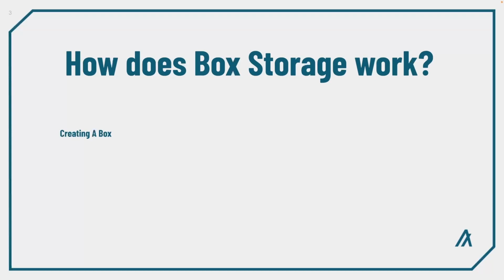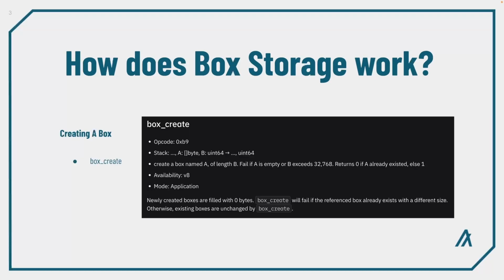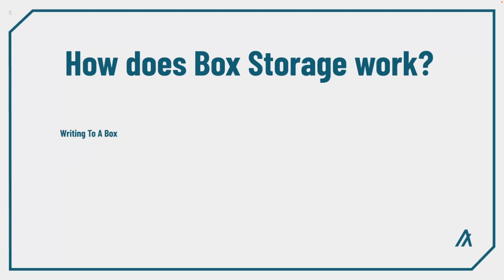Creating a box can be done on its own, without writing any data to it. This is achieved using the box_create opcode and specifying the name and size as stack values before calling. A box name can be up to 64 bytes, but must always be provided and cannot be blank. If a box already exists with the same name, but a different size, then the code will fail. If the size is the same, then the call will return a 0 on the stack, with the contents being unmodified.